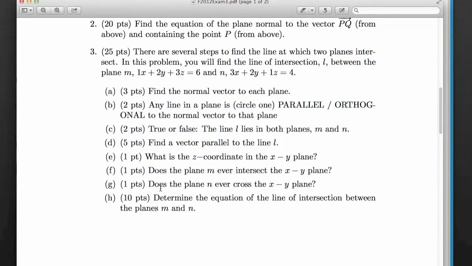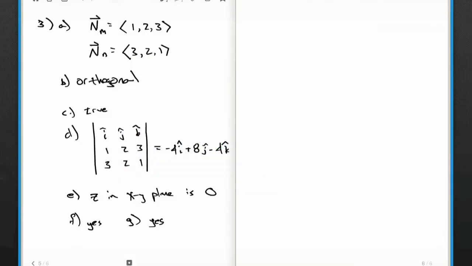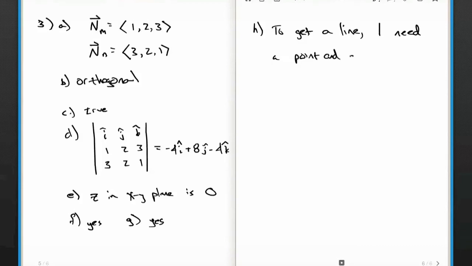But then I say, determine the equation of the line of intersection between planes M and N. All right, well, the way you should go about this is that, to get a line, I need a point and a vector. Right? Well, I've already got my vector. That's this vector that's orthogonal to both. So I can check that off. But I still need to get this point here, don't I?